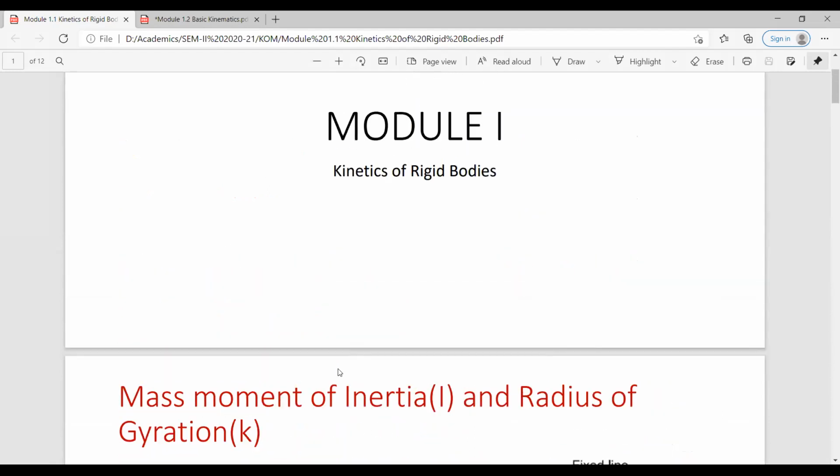Now let us see what is mass moment of inertia, and radius of gyration. As far as inertia is concerned, can anyone say what is inertia?